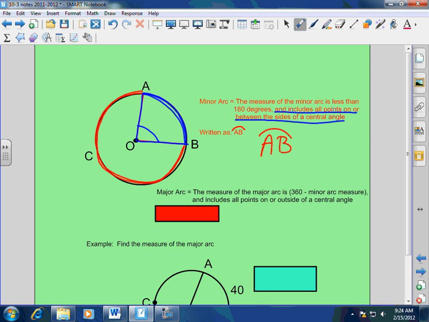Okay? So how would you name that though, Mr. Moore? You're still going from A to B. Okay, excellent. Someone said it. The major arc here would be written as ACB. You could also write it as arc BCA. But when you're talking about a major arc, you're going to include 3 points. And that's how you can tell the difference between AB and ACB or BCA. Does that make sense? Yes, sir, and yes, sir.